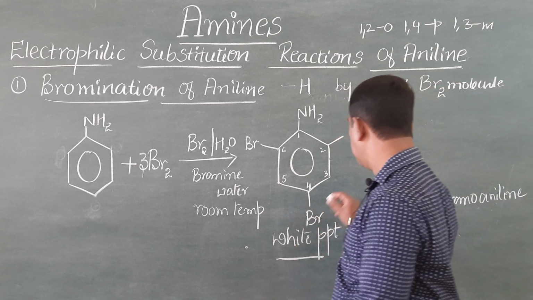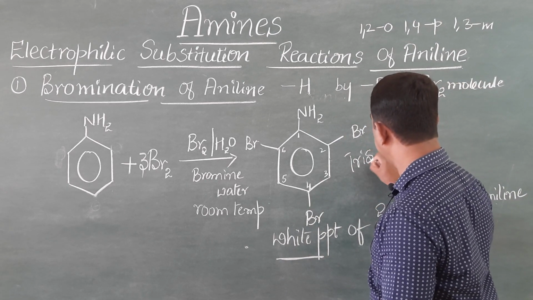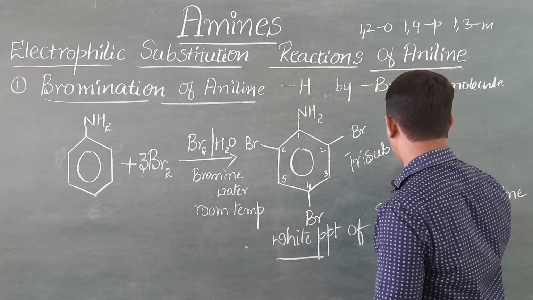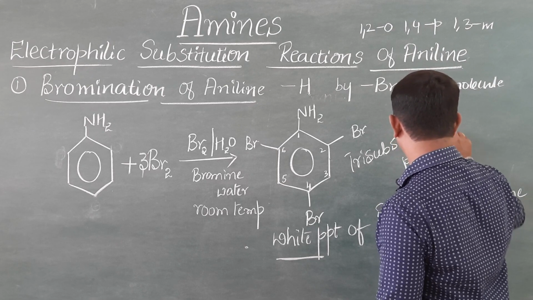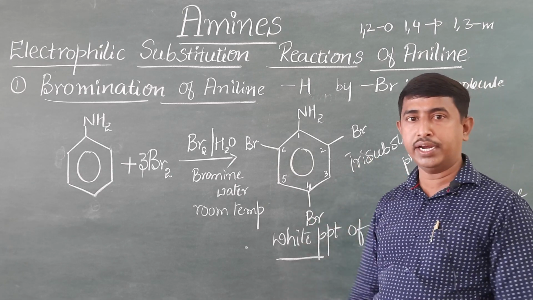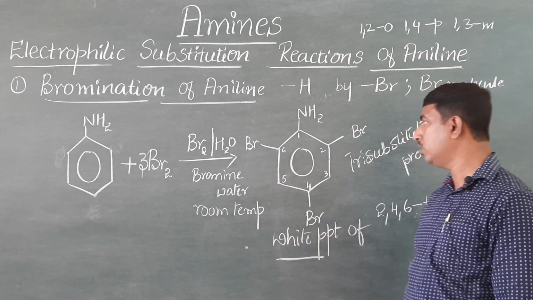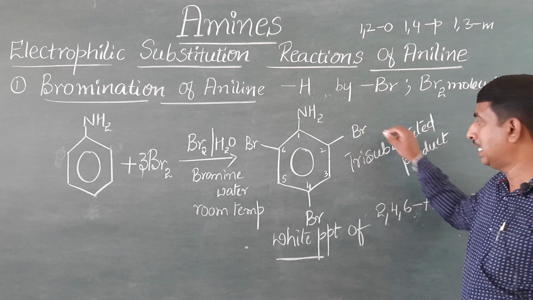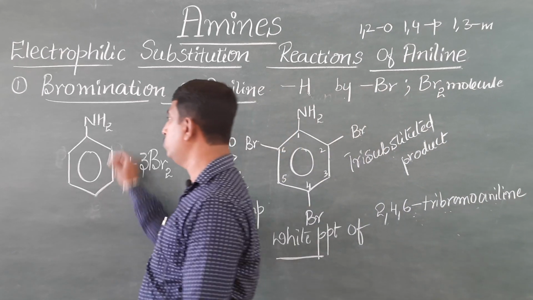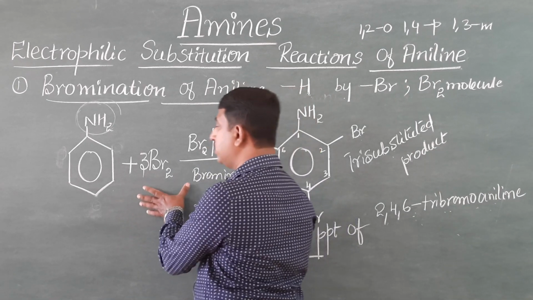Now this product, if you observe it clearly, is a tri-substituted product. Suppose I want to prepare a mono-substituted product, mono meaning containing only one substituent group. Then what I have to do is, first I have to decrease the activating nature of the amino group. Now what is the problem actually?